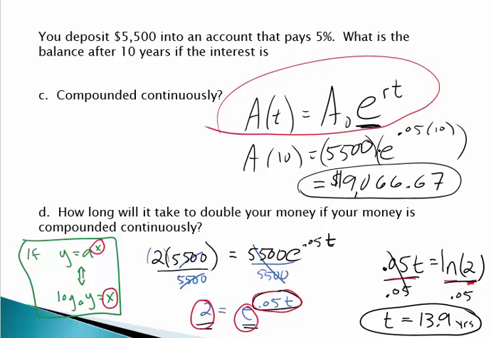And I ask myself, does that make sense? Well, the money that I had to start was 5,500. I knew in 10 years that it got to 9,000. So does it make sense that in about 14 years that it gets to 2 times 5,500, which would be 11,000? So it kind of makes sense. I can do that little intuitive check to see that that answer seems to be on track.